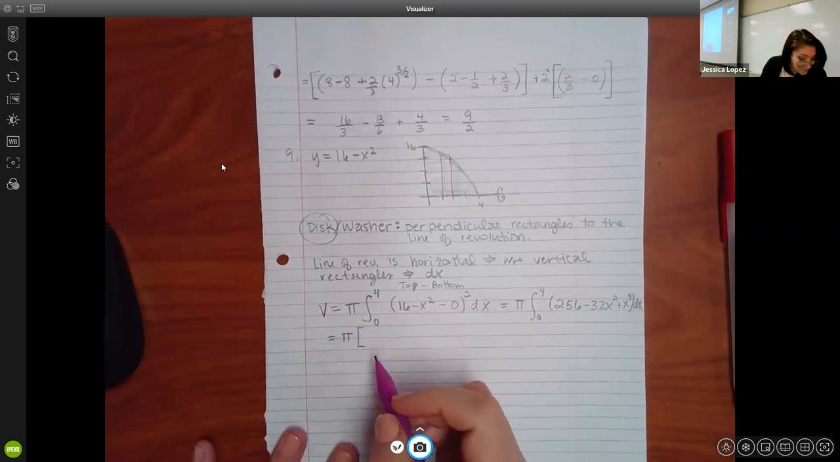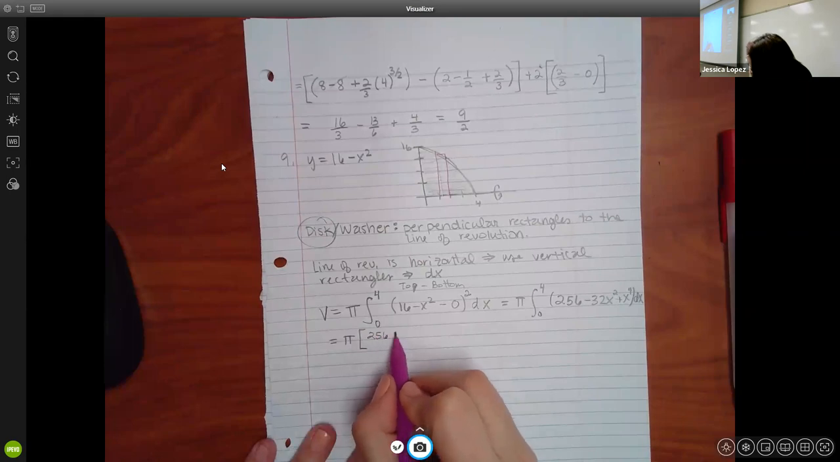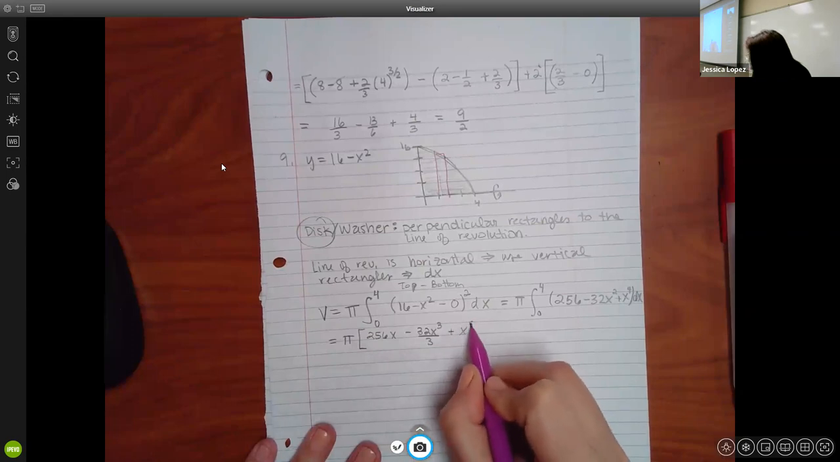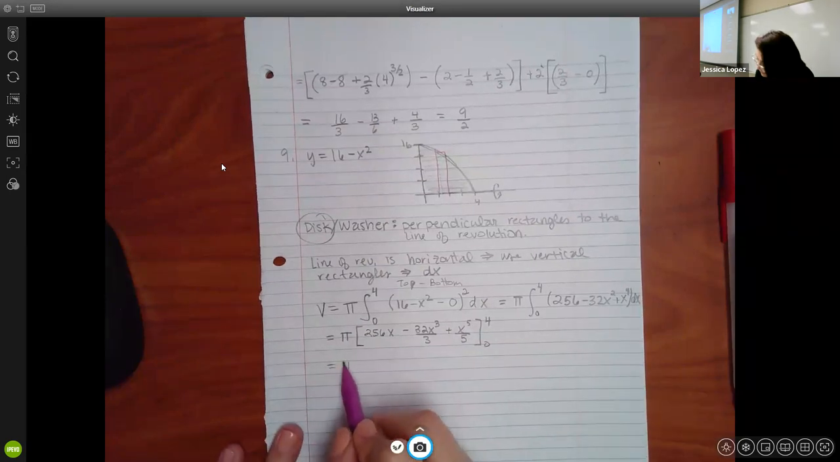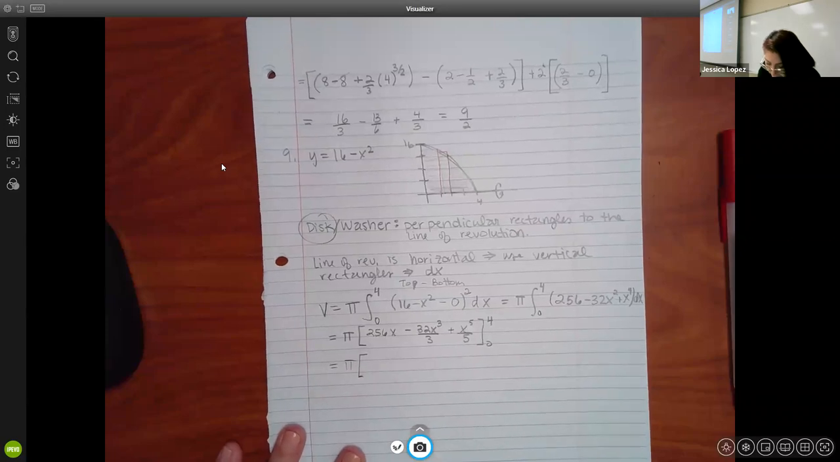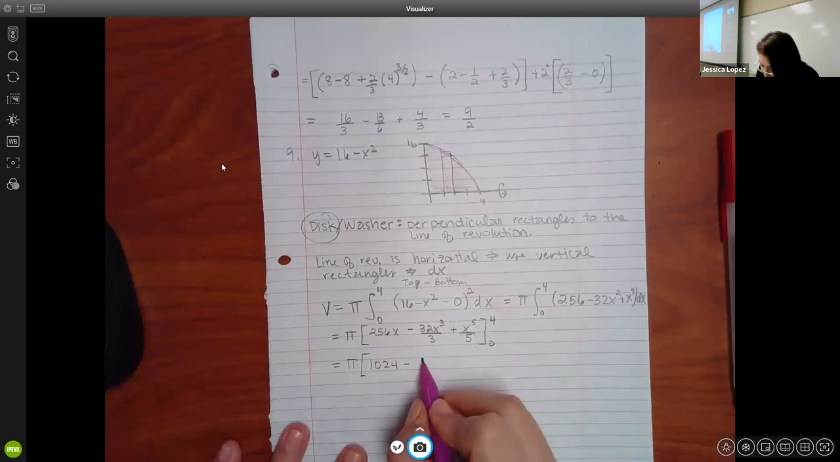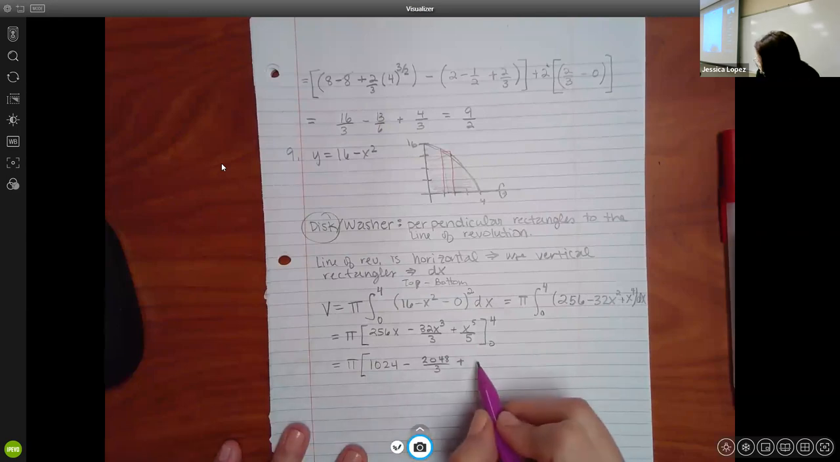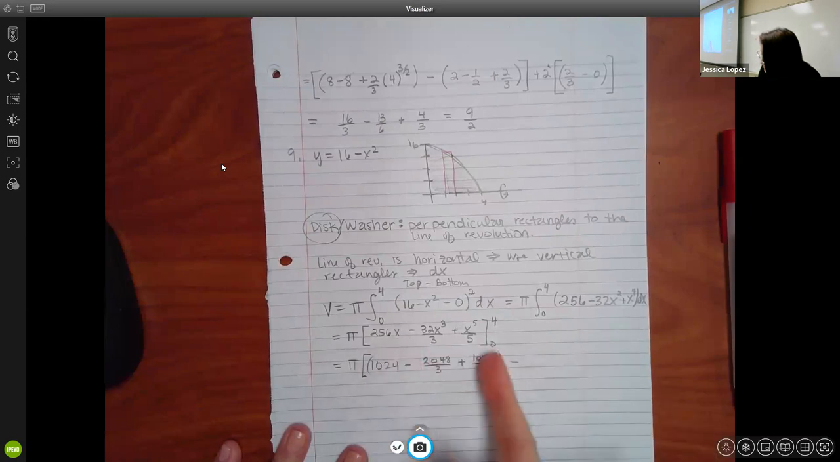So I'm going to have, just making sure we did the setup right, 256x minus 32x cubed over 3 plus x to the 5th over 5, and then your bounds 0 and 1. So when I plug in 4, I'm going to get 1024 minus 2048 over 3, plus 4 to the 5th, 1024 over 5. And when I plug in 0, it's just going to be a bunch of zeros, right?